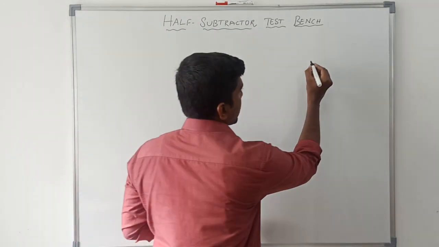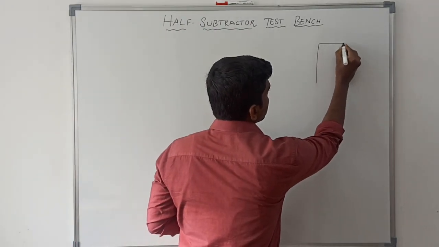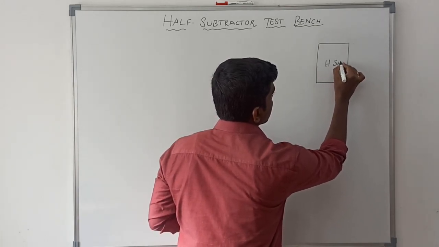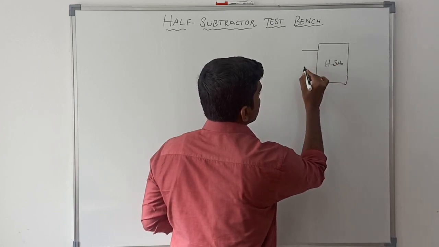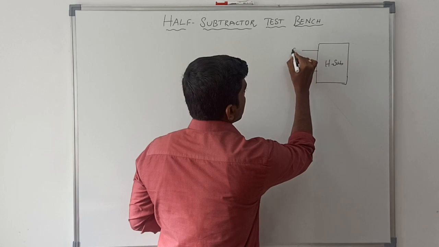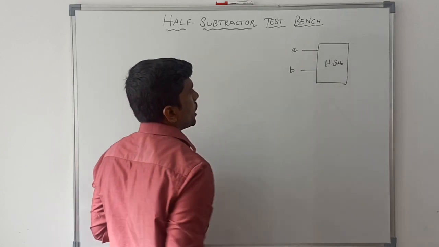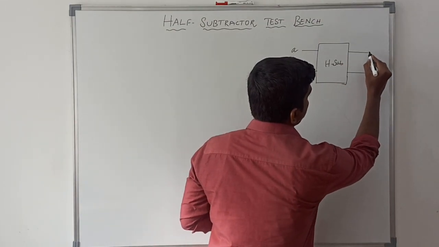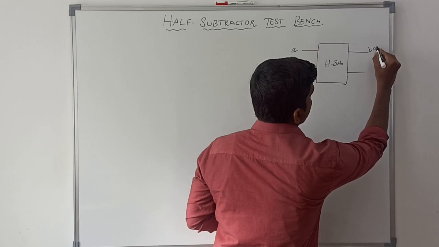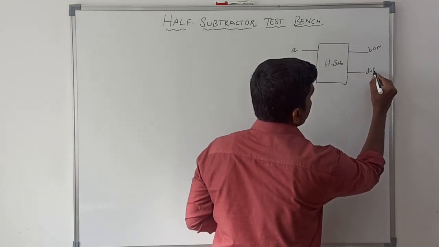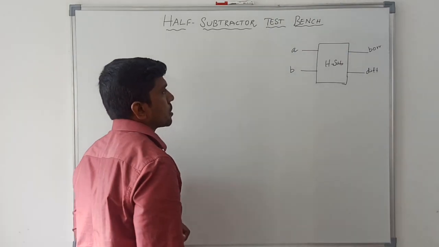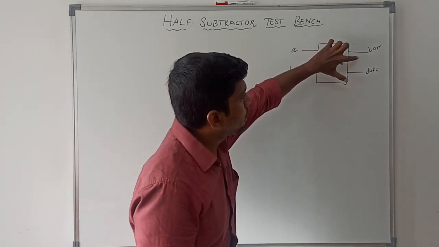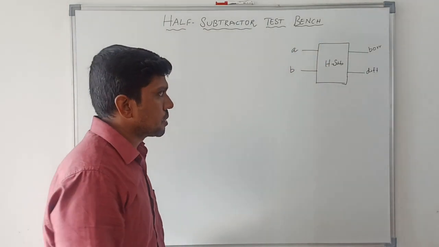So first I draw the block diagram for half subtractor. It's a simple block diagram. It has two inputs, A and B. These two variables are assigned as input variables, and it provides two outputs, one called borrow and the other called difference. So in this block diagram we have two input variables A and B, and it produces the two outputs borrow and difference.